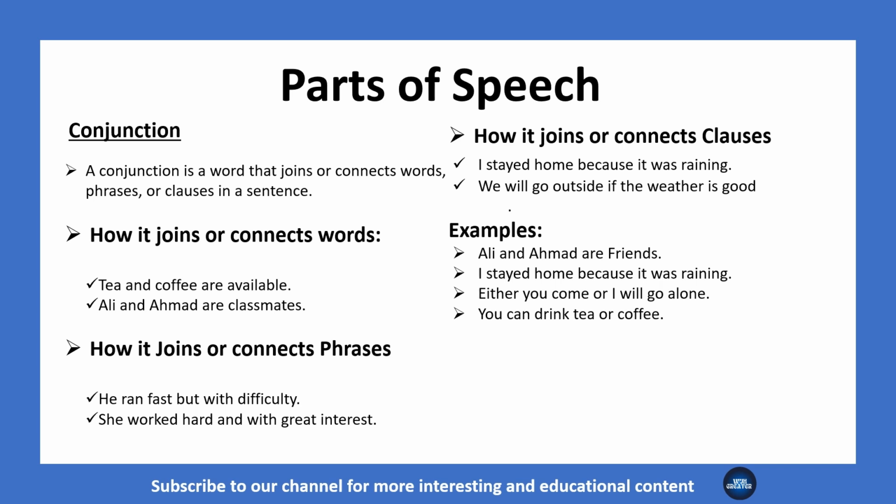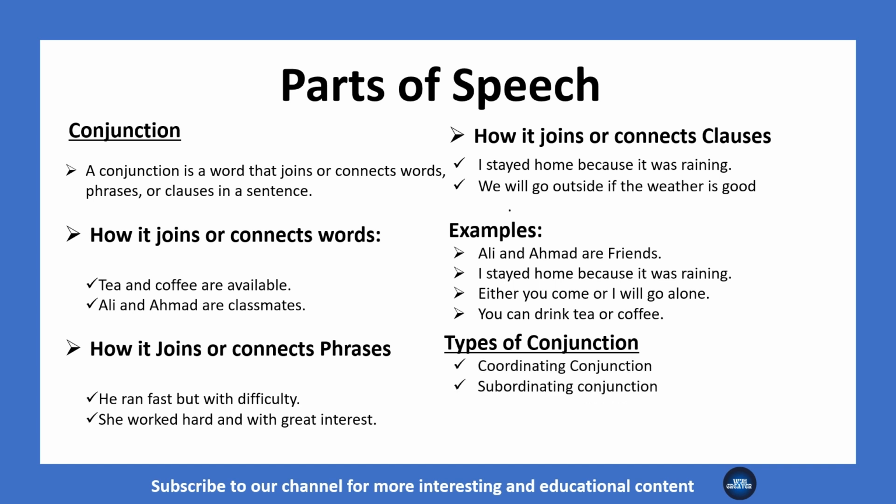Now, let's move on to the types of conjunctions. In this video, we will introduce their names only, but don't worry, in the upcoming videos, we will discuss each type in detail. The main types of conjunctions are coordinating conjunction, subordinating conjunction, correlative conjunction, and conjunctive adverb.